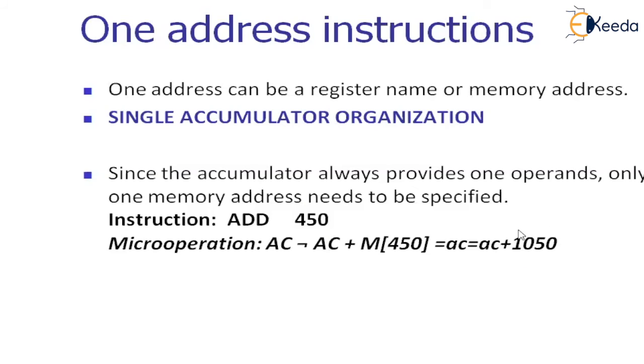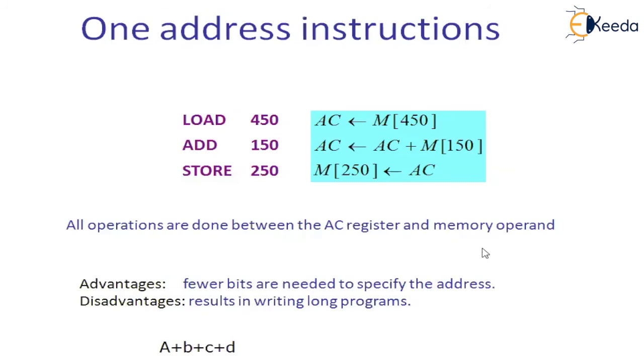So the contents of memory of 450, that is 1050, will get added to accumulator. Okay, it is, as I told you, load 450. What is load 450? The contents of memory of 450 will get transferred to accumulator. Add 150 meaning memory of 150 will get added to accumulator. Accumulator is equal to accumulator plus memory of 150.